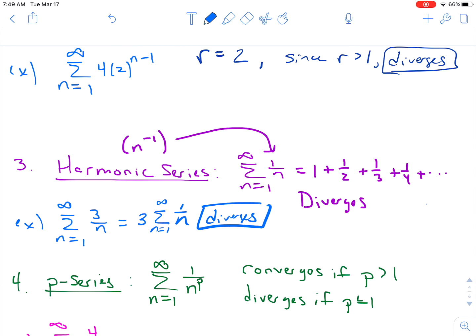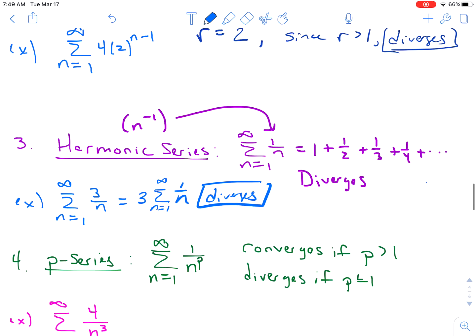That's the summation as n goes from 1 to infinity of 1 over n to the p power. These will converge if p is greater than 1 and will diverge if p is less than or equal to 1. Again, you don't really understand why today. We'll learn soon enough, and I'll be able to show you why. But for now, just take my word for it.